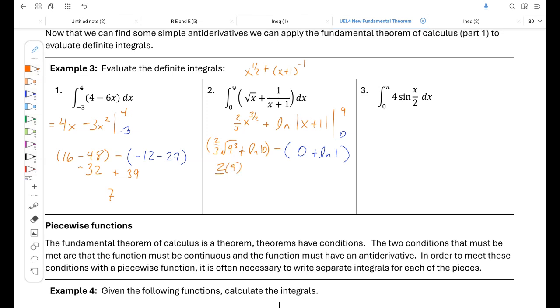2/3, what did I say? 2 times 9, we decided, plus ln 10. So 18 plus ln 10.